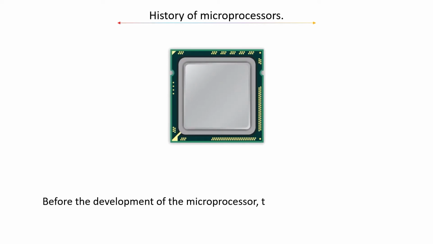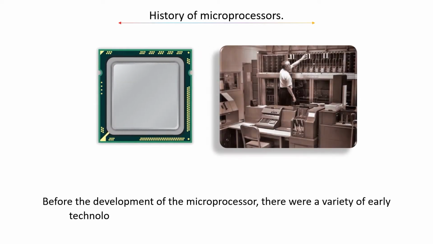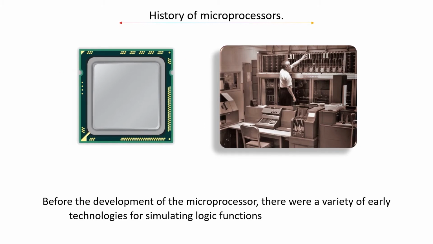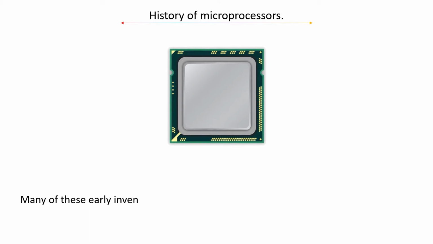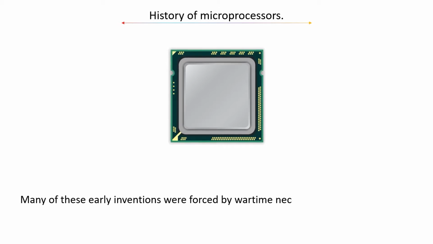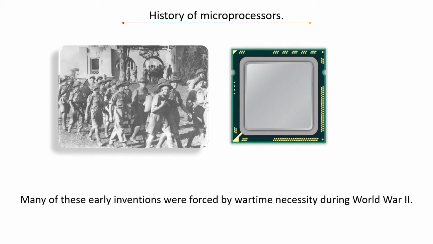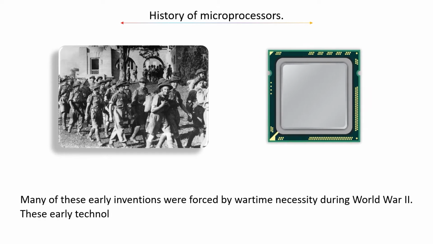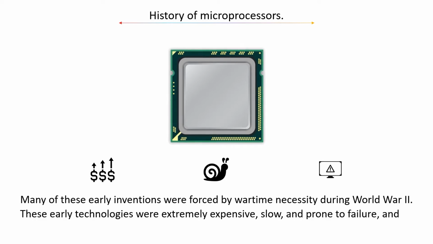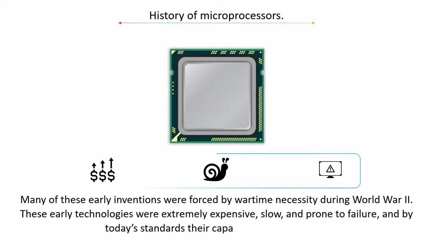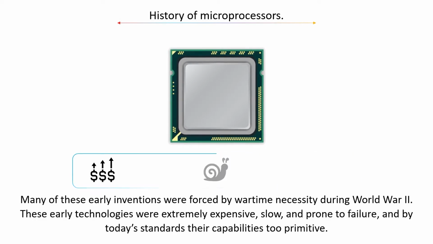Let's find out a little about the history of microprocessors. Before the development of the microprocessor, there were a variety of early technologies for simulating logic functions in computing devices. Many of these early inventions were forced by wartime necessity during World War II. These early technologies were extremely expensive, slow, and prone to failure, and by today's standards, their capabilities were too primitive.